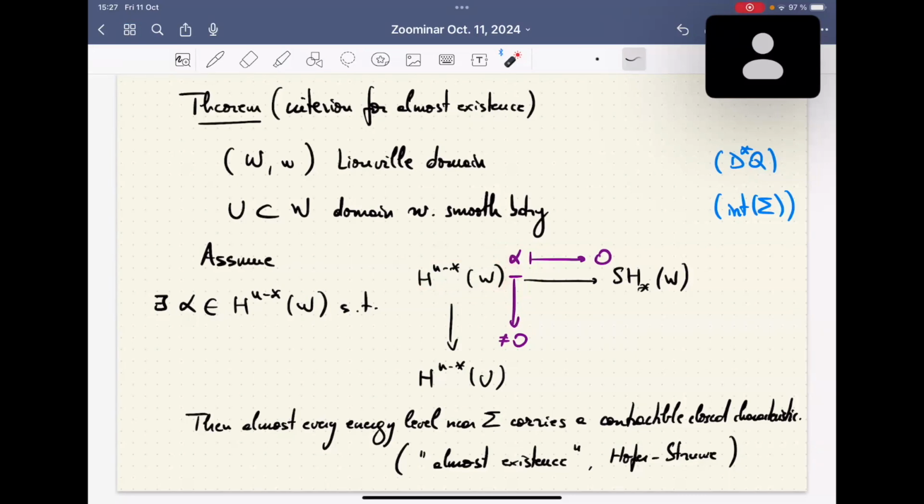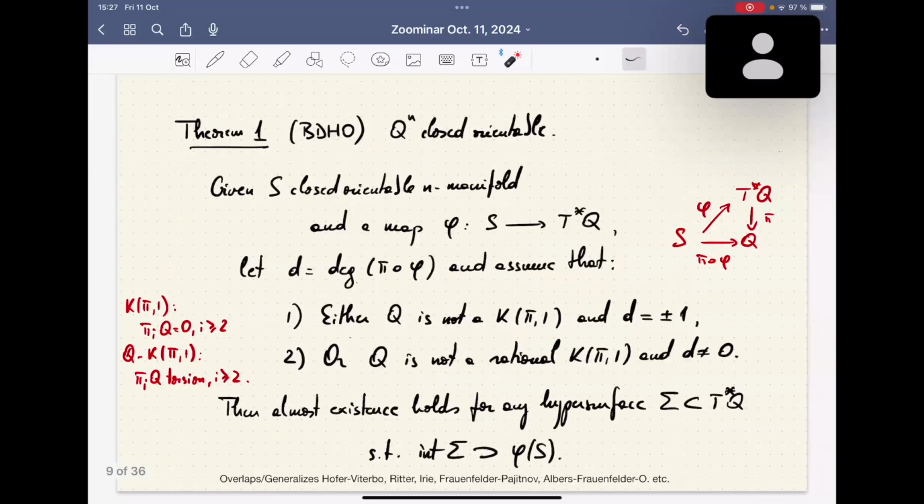So that's the general criterion. And the point is that you have to understand, and this is the message I want to convey, this criterion as functioning not only with constant coefficients, not necessarily with Z coefficients or with field coefficients. These homological objects are going to be computed with fancy coefficients. So here's a few statements that we prove. This is the first. Everything is going to happen in the cotangent bundle. I take a closed orientable manifold.